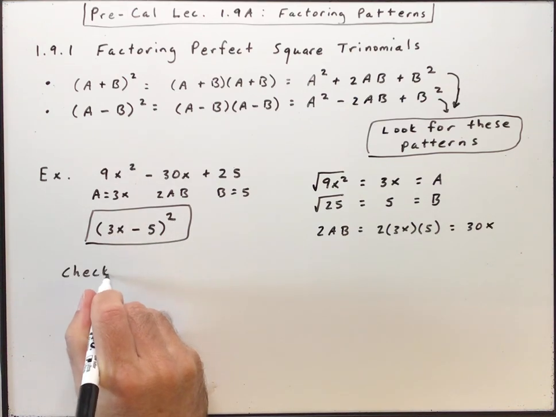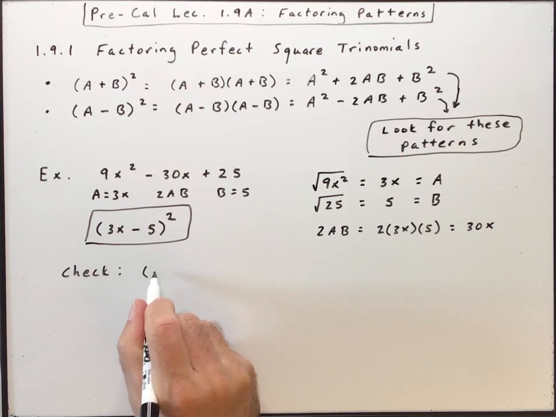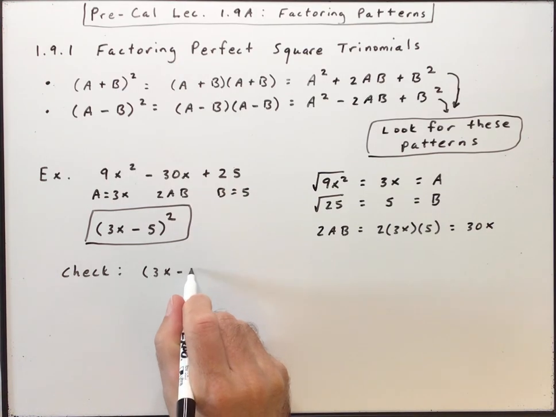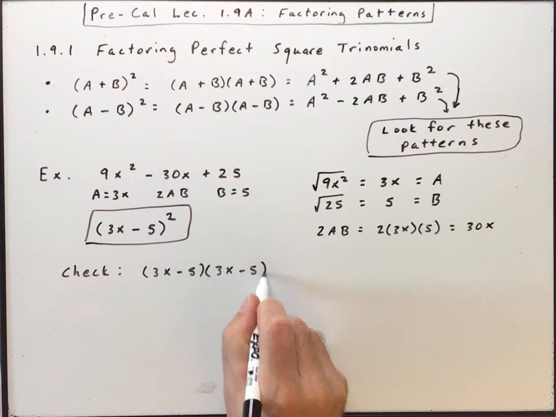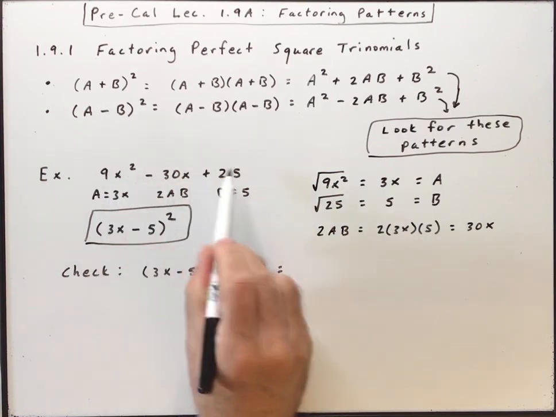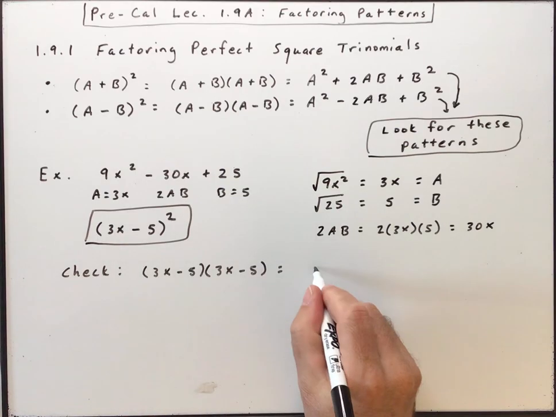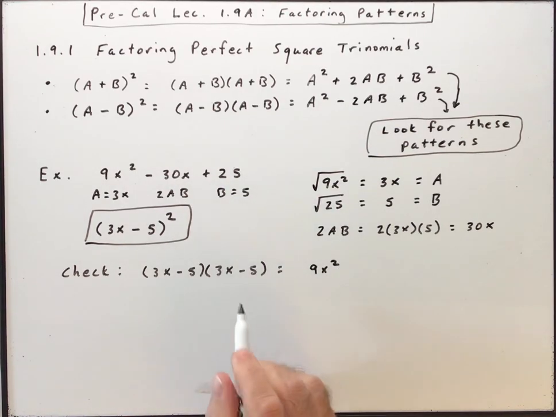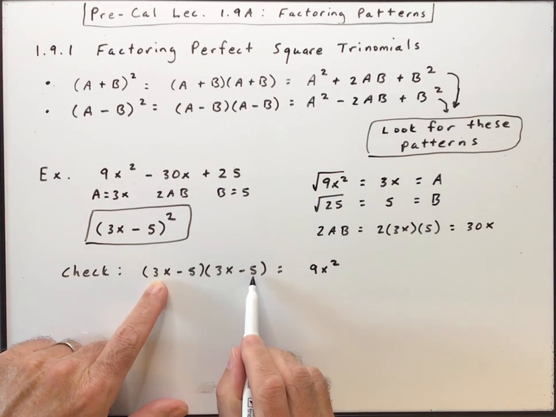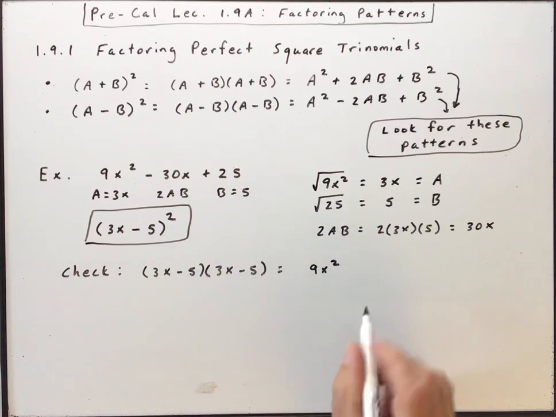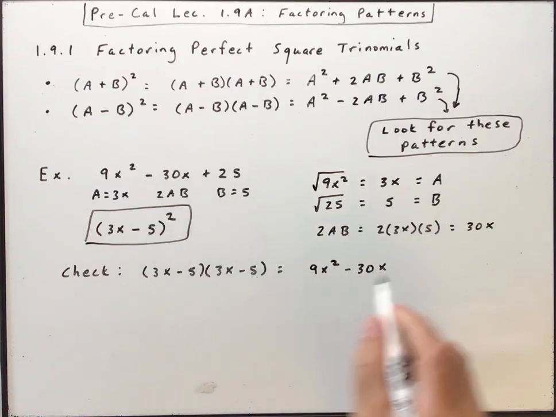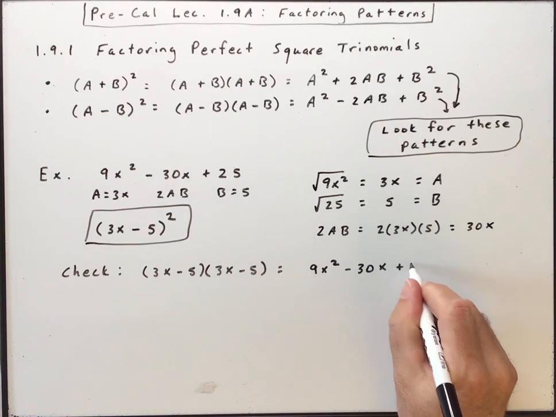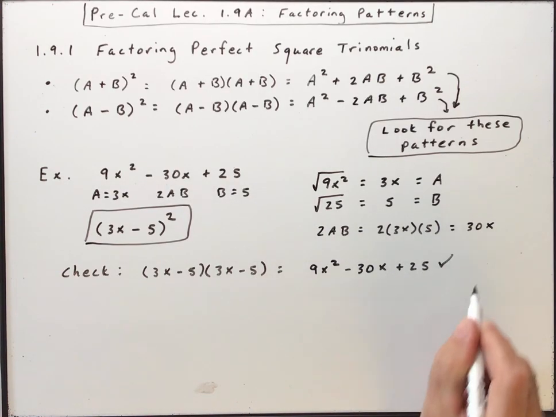How would we check it? Well, we're going to FOIL it back out, the (3x - 5) multiplied back out, and it should match the original. 3x times 3x is 9x squared. Then you would have minus 15x and then another minus 15x. That's minus 30x. And negative 5 times negative 5 is positive 25. So it does indeed check.